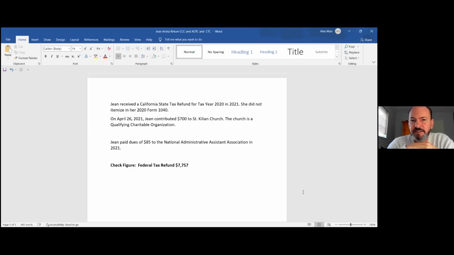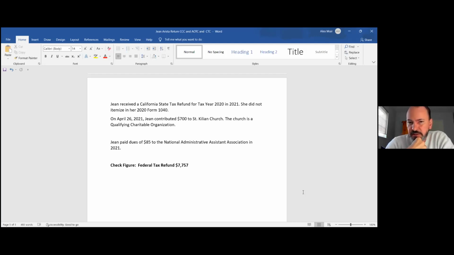But if they itemize, and again, we're looking at tax year 2021 here, if they itemized in 2020, that's when you want to say, okay, tell me about your state refund. Did you take that benefit? And then in tax year 2021, the rules have changed a little bit when you're talking about contributions. So if Jean does not itemize, she still is going to be able to take that above the line charitable deduction, which we're going to see. And of course, that's limited to $300 for a single person. For a married couple, it's going to be $600.